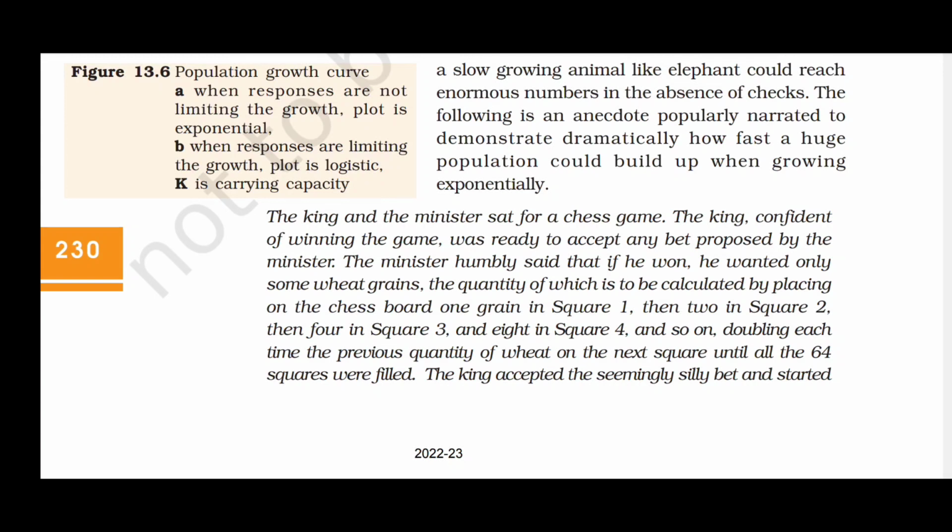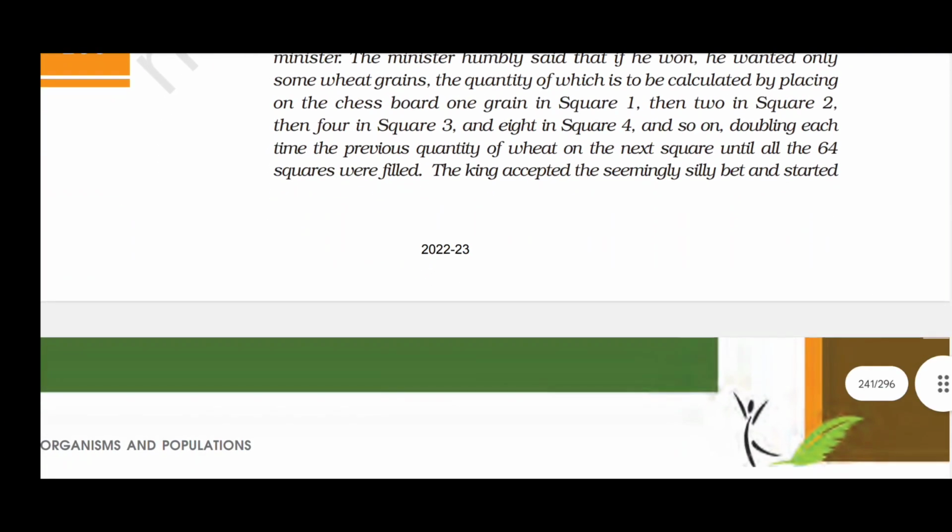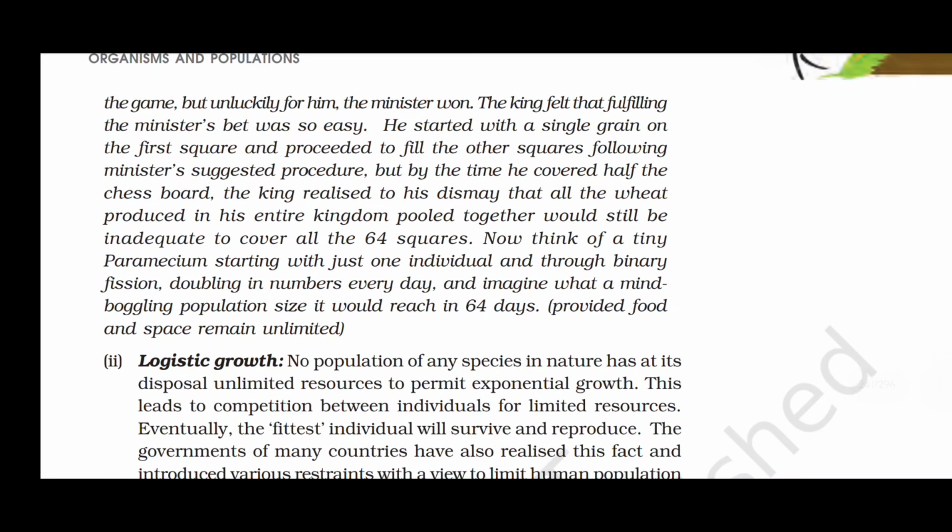The king accepted the seemingly silly bet and started the game. But unluckily for him, the minister won. The king felt that fulfilling the minister's bet was so easy. He started with a single grain on the first square and proceeded to fill the other squares following the minister's suggested procedure. But by the time he covered half the chessboard, the king realized to his dismay that all the wheat produced in his entire kingdom pooled together would still be inadequate to cover all the 64 squares.